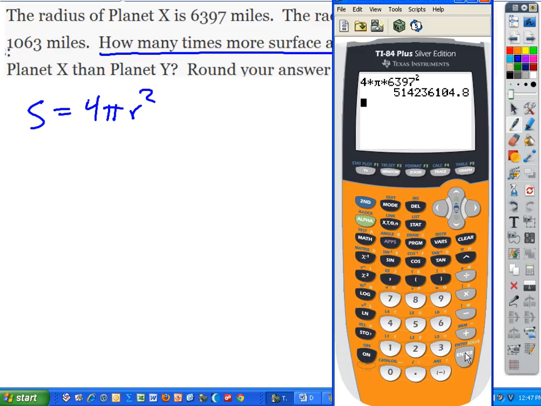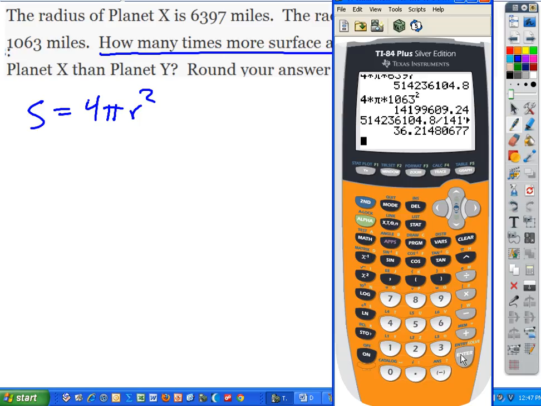Second one, so we get 4 times pi times 1063 squared, roughly 142 million. So we'll just divide the first big number by that second smaller number, and we get about 36.21. So over 36 times more area on the big planet than the small planet. Okay? Make sense? Does that seem reasonable?